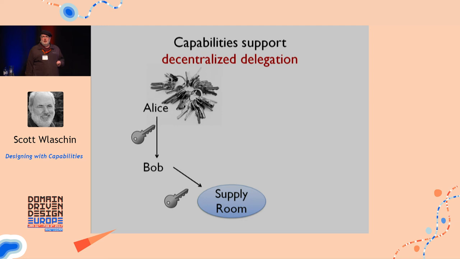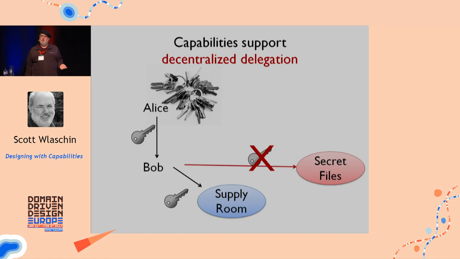And let's say Bob is a little bit malicious, and he's going to try and look at the secret files. But no, he can't, because that's a different capability. So each key is different. That's why in the real world, you have lots and lots of different keys. Each key represents a specific capability. But the important thing is it's decentralized: Alice can give one of her keys to Bob, and then Bob can give one of his keys to somebody else. And you don't have a centralized control.